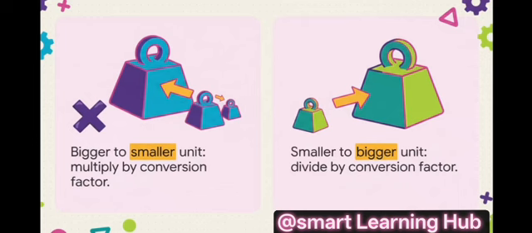Got it? Okay, here is the crucial point, and honestly my absolute favorite mental shortcut. I call it the bigger/smaller trick, or just the BS trick for short. Here's the golden rule. If you're moving from a bigger unit to a smaller unit, you multiply by your conversion factor. And if you're moving from a smaller unit to a bigger unit, you divide by it. That's literally it. Multiply to go smaller, divide to go bigger.